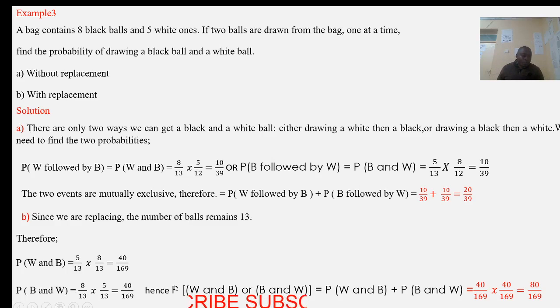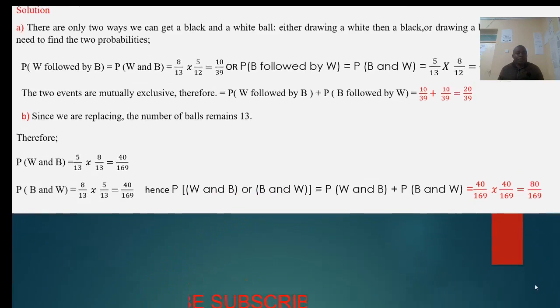So here, then, we shall add the 2. You find this or this one, then we add the 2. So it will be 40 over 169 plus 40 over 169, which gives you 80 out of 169.